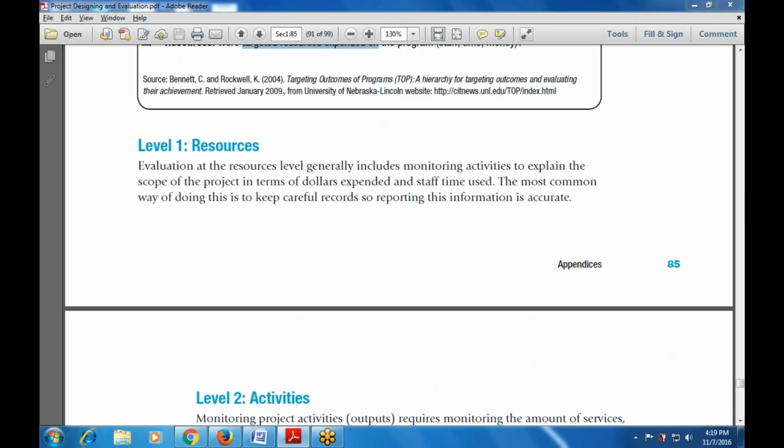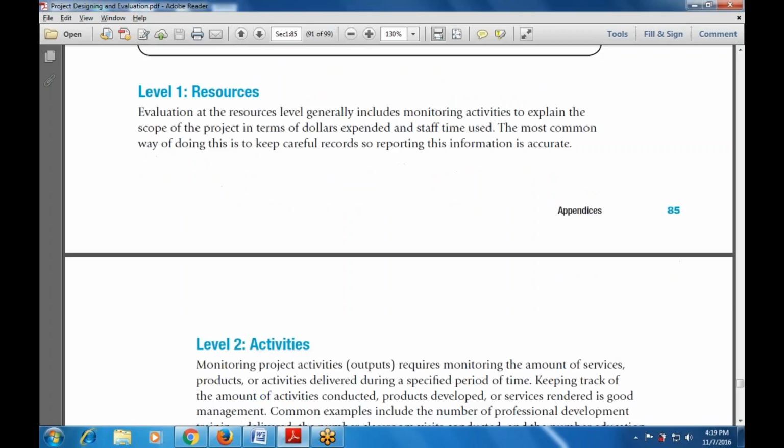Now let's see what are the various activities used in level number 2. When we use the monitoring activities and look at the output, it requires the monitoring of the services, the amount of the services required. What's the product? What are the various activities decided by the project? What is the main concern with the product and the activities delivered during a specified period of time? Whatever the specified period or duration required, it requires the monitoring of the services.